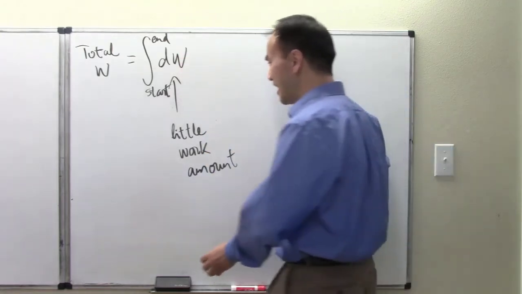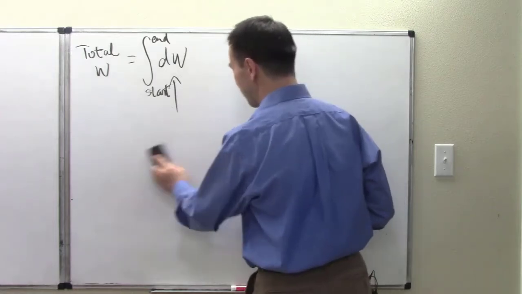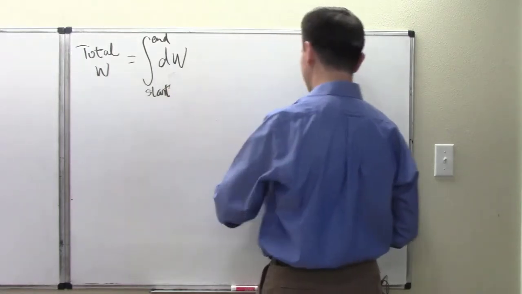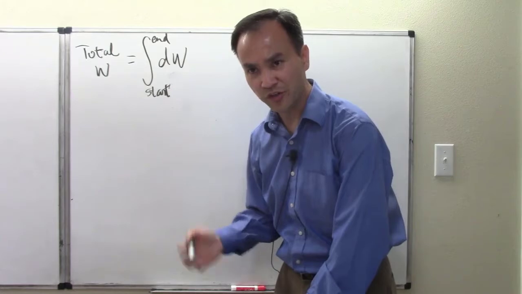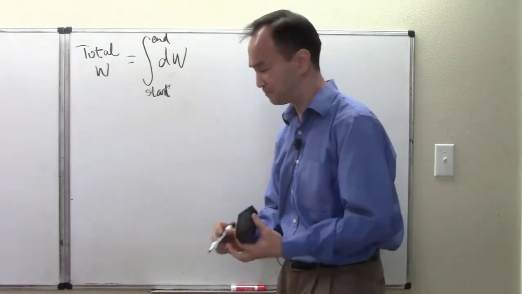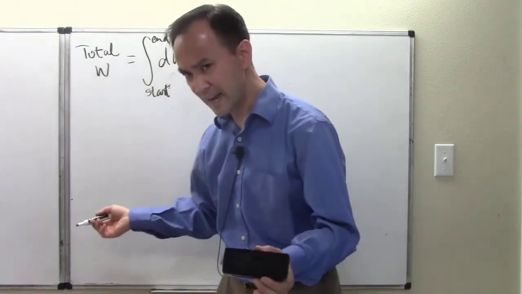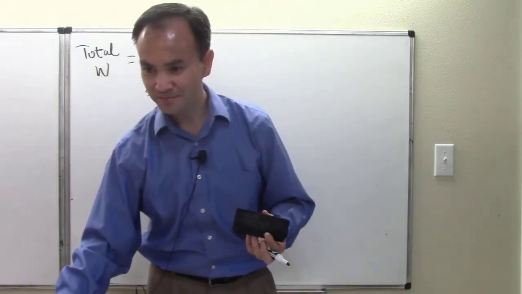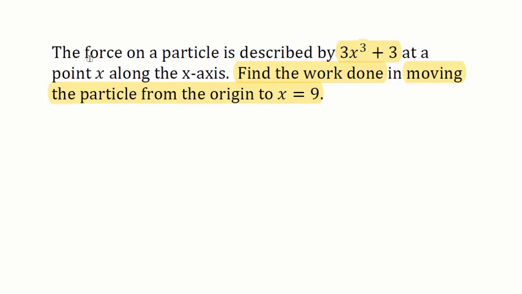Once we remind ourselves about that, let's start breaking down the situation according to the description given in the problem. We're on the x-axis. That's what it says here: at a point x along the x-axis. Actually, let me clear out all of these highlights and focus on what we need right now. So we know that we're on the x-axis at a point x along the x-axis.